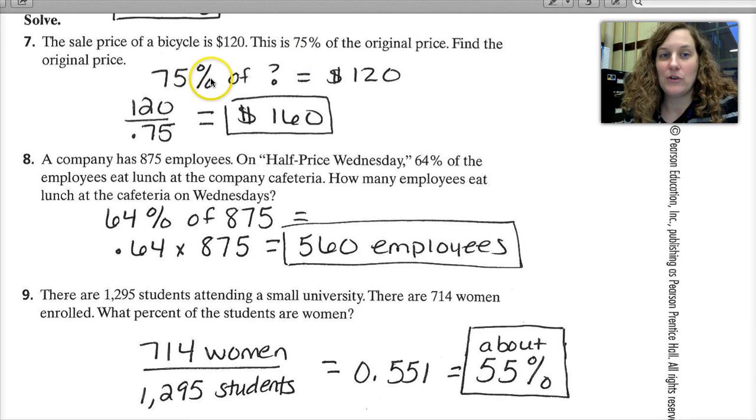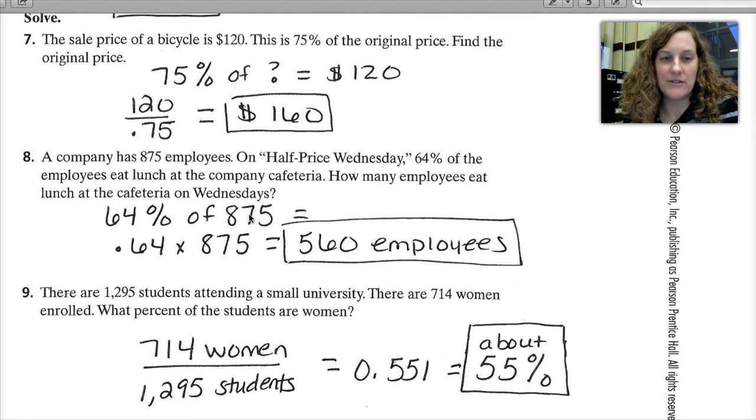25% off. So this one, 75% of what price gives you 120? You do 120 divided by 75/100, and that gives you 160. Or you can just do some common sense. 3/4 is 120, so then a whole must be 160. So you can think about it that way too.